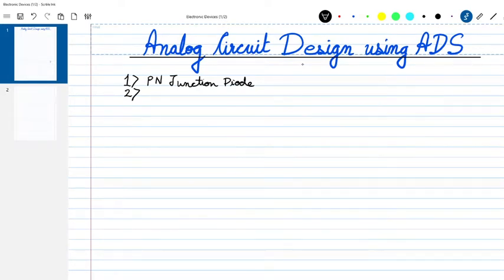The next device I'm going to talk about is going to be a MOSFET, and the third device I'm going to talk about is going to be a BJT. So these devices I'm going to talk about, but first and foremost I'm going to start with semiconductor physics.